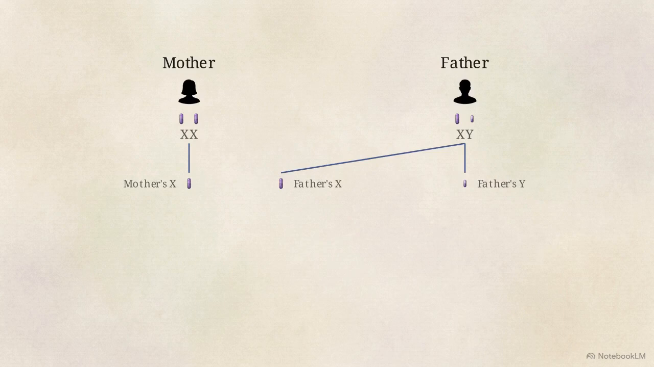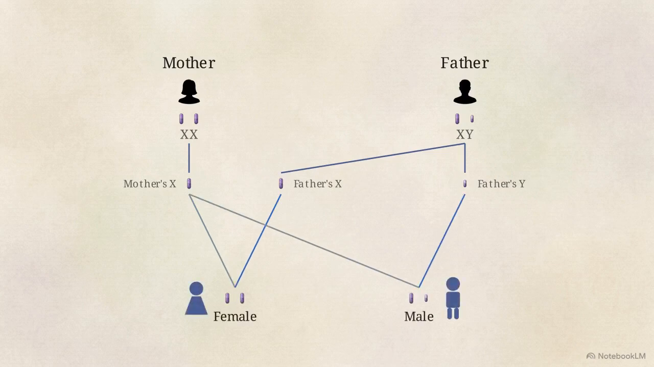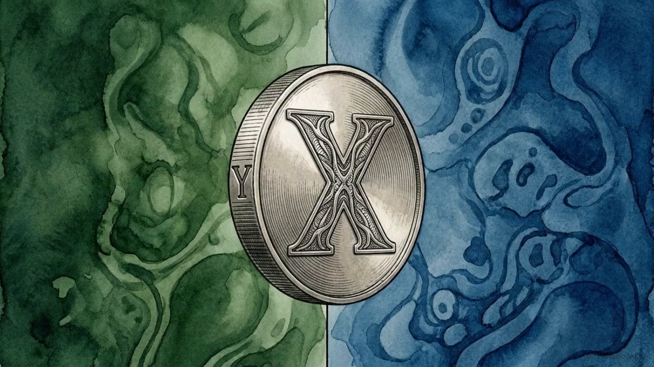Because a mother will always pass down an X, the biological sex of an infant depends entirely on the father. If his single contributed germ cell carries an X, the child will be a girl. If it carries a Y, the child will be a boy. Sex determination is a continuous, perfectly balanced biological coin flip driven by the exact same chromosomal rules discovered in garden peas.